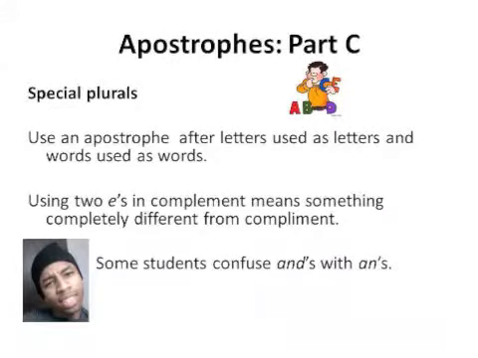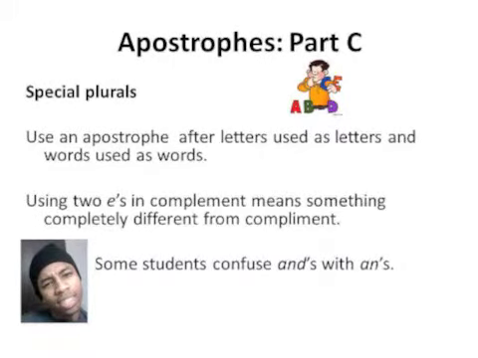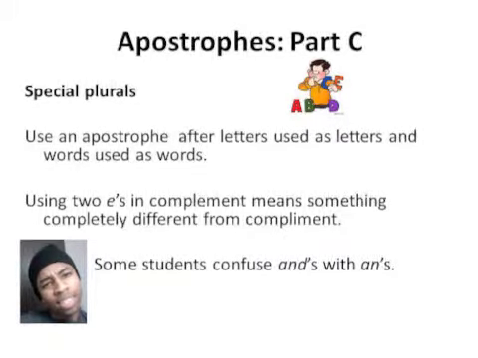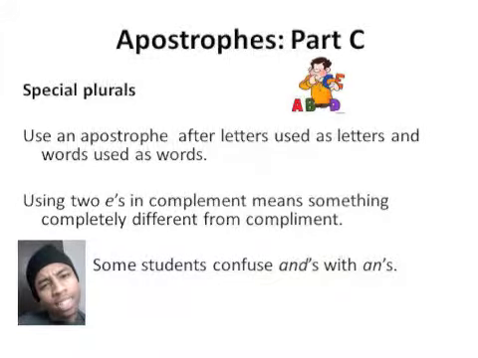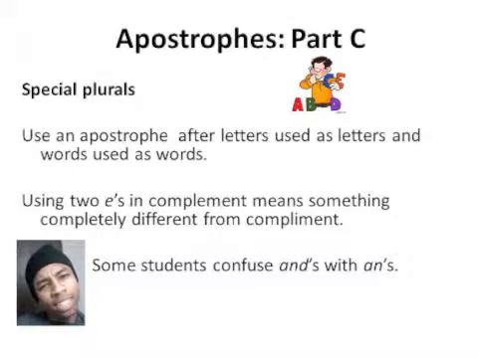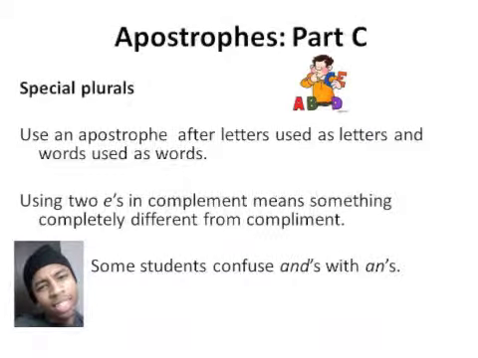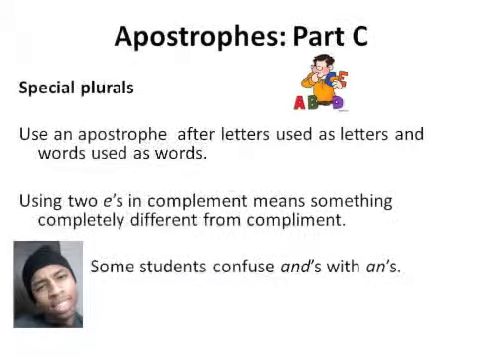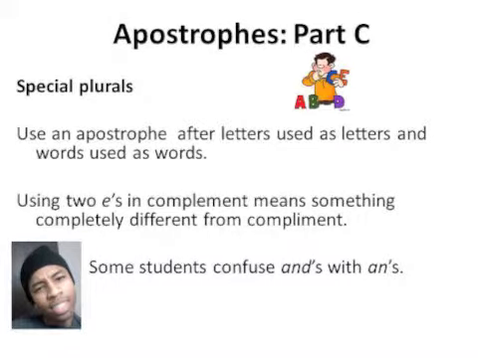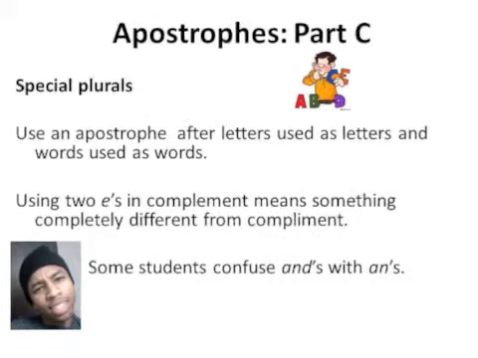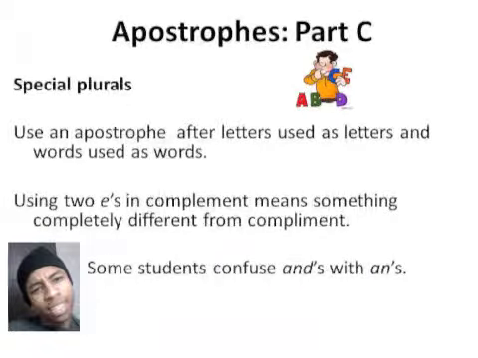The only time you use apostrophes in plurals is when you have letters used as letters and words used as words. Look at these examples. Using two E's, apostrophe S, in complement means something completely different from complement with the I. Some students confuse and's, A-N-D apostrophe S, with an's, A-N apostrophe S.